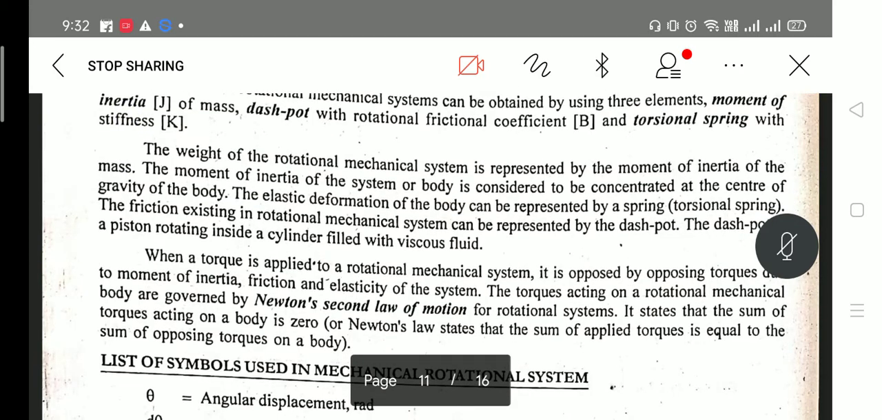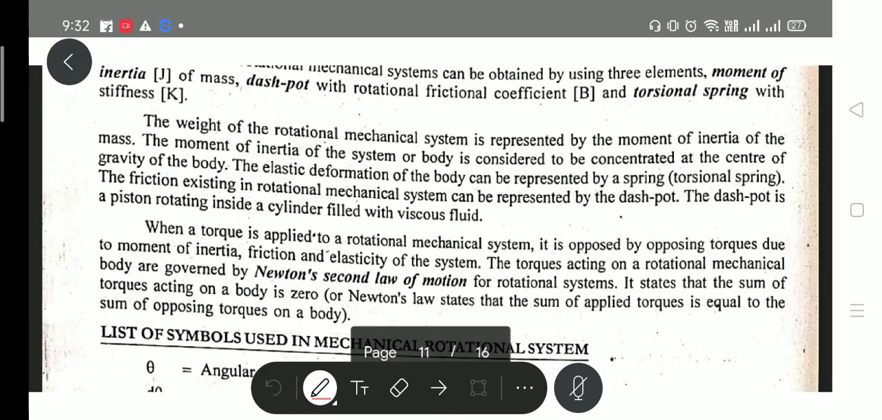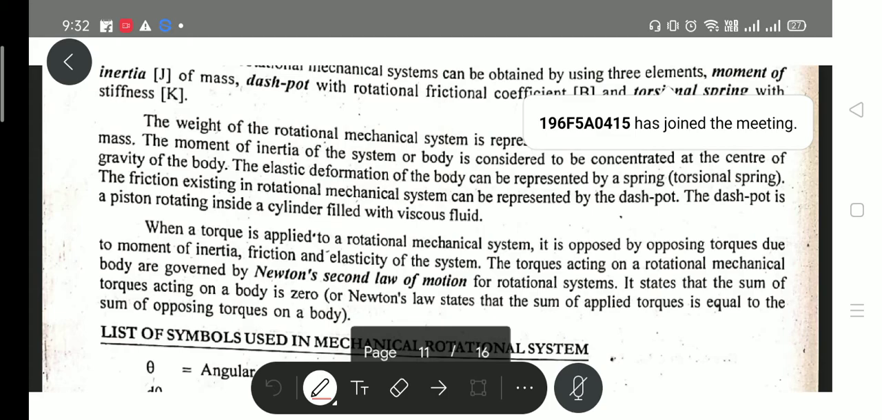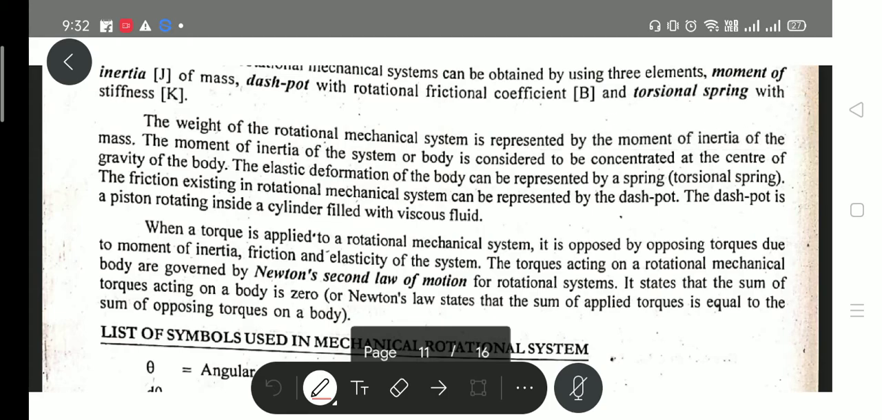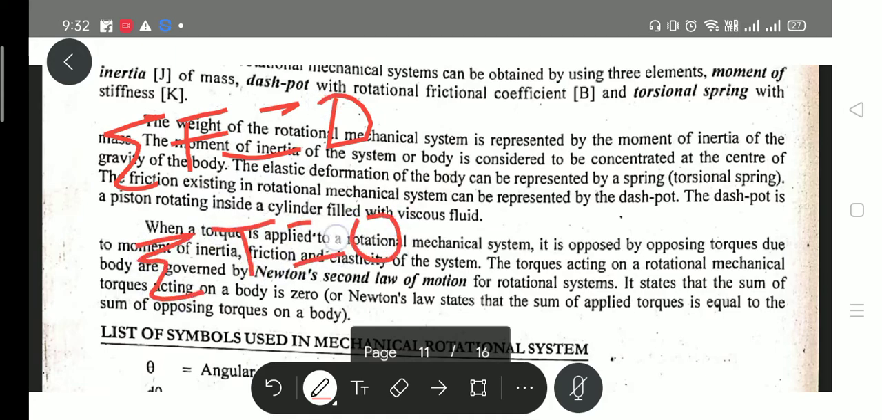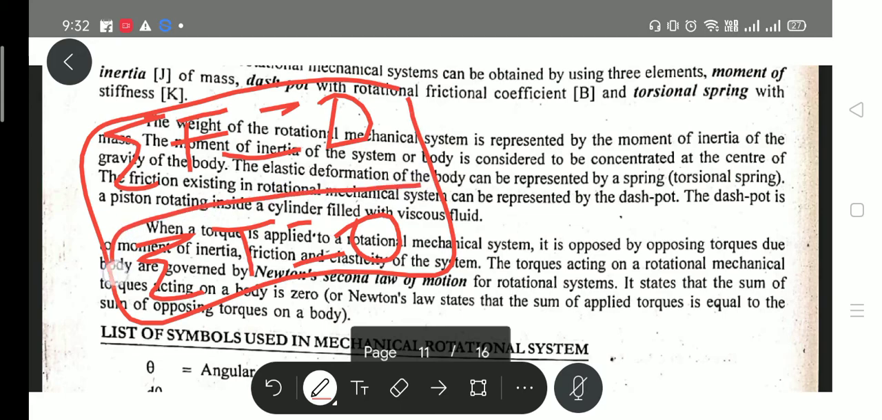The rotational system depends upon Newton's second law of motion. In the translation system, the same law is represented as the sum of the forces equal to 0. Here the sum of the torques is equal to 0. That is Newton's second law of motion in the rotational system.